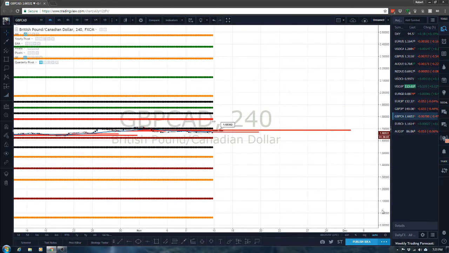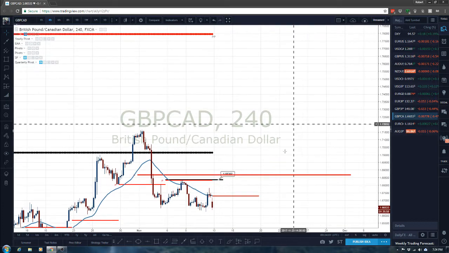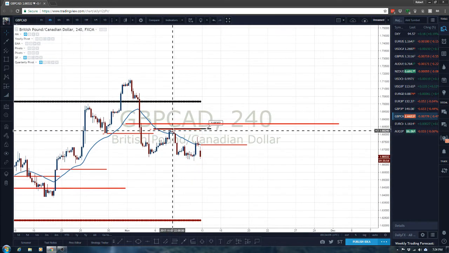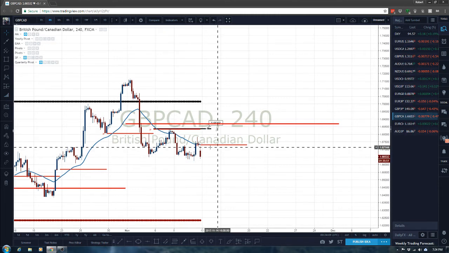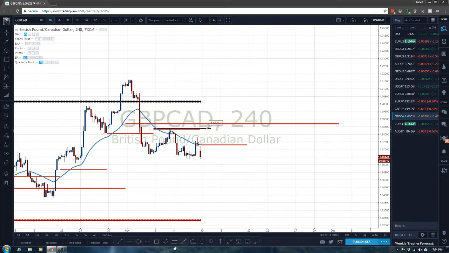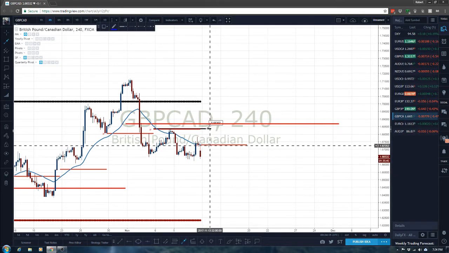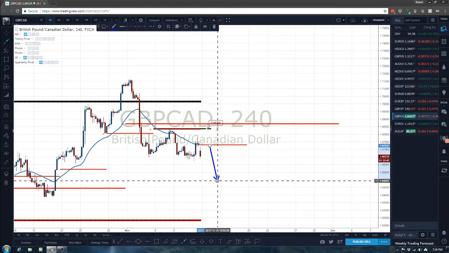Moving over to pound CAD. Last week, the pound CAD bounced right off the weekly pivot and started heading lower. We opened this week below the weekly pivot. There is a gap right here. If the gap is to get filled, I would be looking for the weekly pivot to hold and for the pair to continue to head lower.